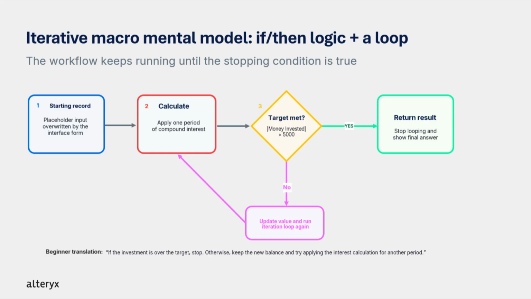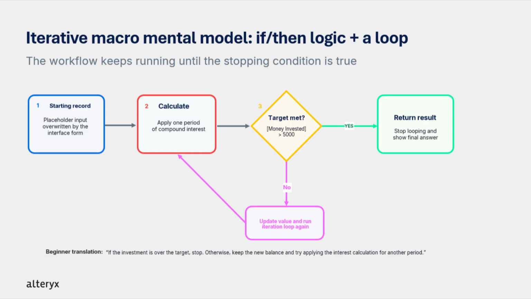A normal if-then statement says, if this condition is true, do one thing, otherwise do something else. An iterative macro takes that one step further. It says, if this condition is true, stop and return the result. Otherwise, send the updated record back through the workflow and run the logic again.